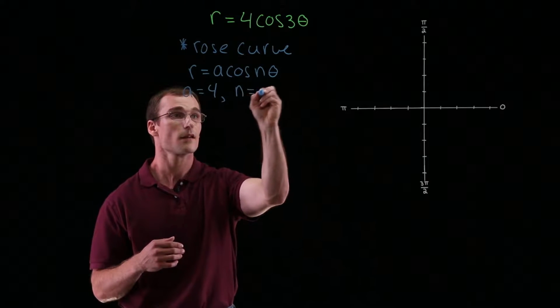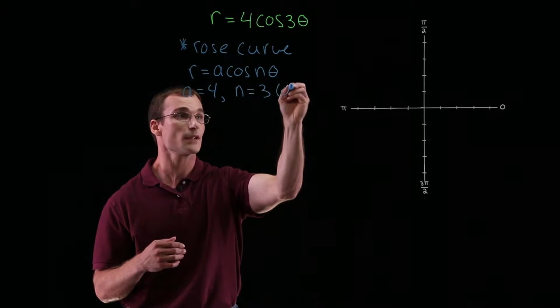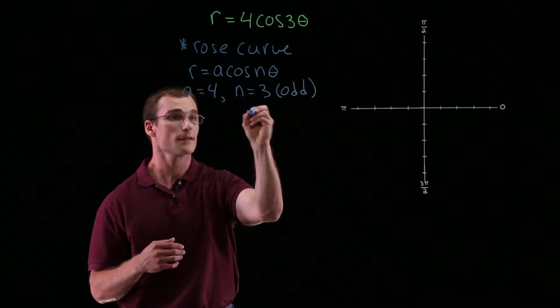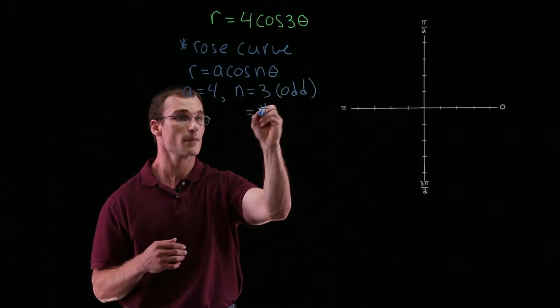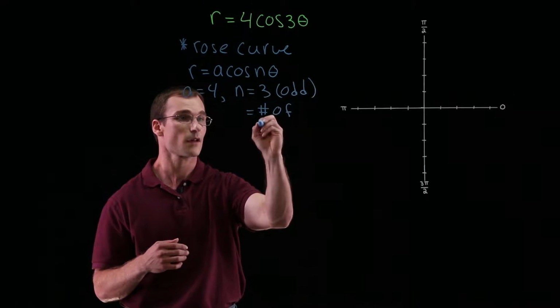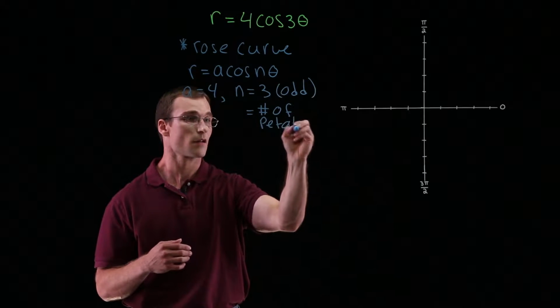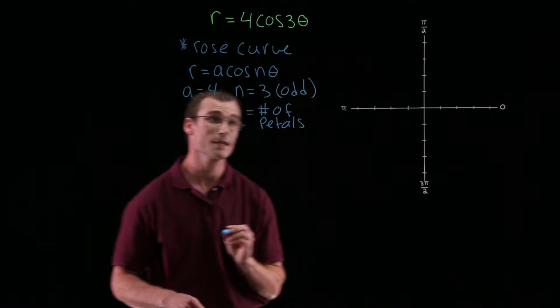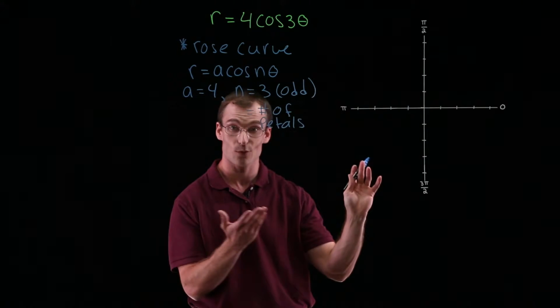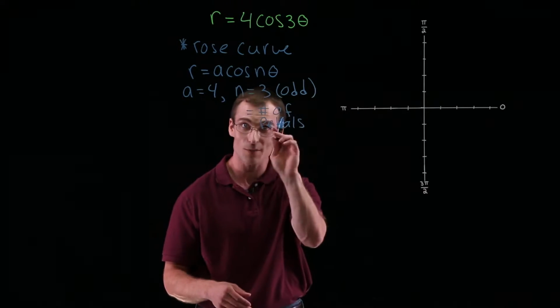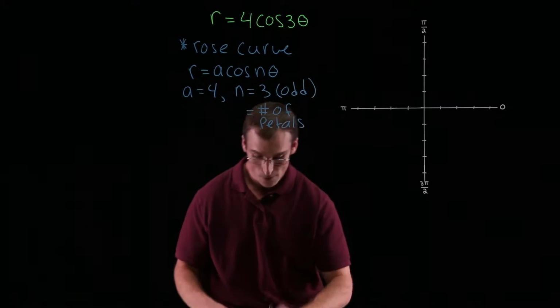And then n equals 3, which is an odd number. And so that tells us that if n is odd, 3 is going to be the exact number of petals. So at least that gives us an idea, when we go to sketch this, of whether we got it right, if it looks something close to what we just said it should have.